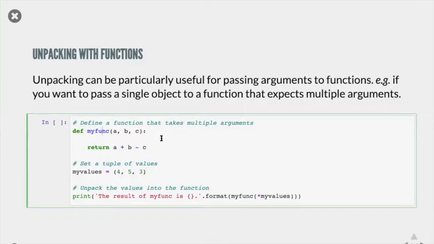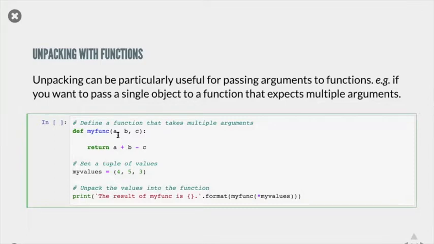Doesn't matter what it does, but we can clearly see that we would expect 3 values to be input into the function, and then we get a single value returned. Okay, so imagine instead of just calling the function and sticking the 3 values in, somebody had given me a tuple of values that they want me to put into the function, right?